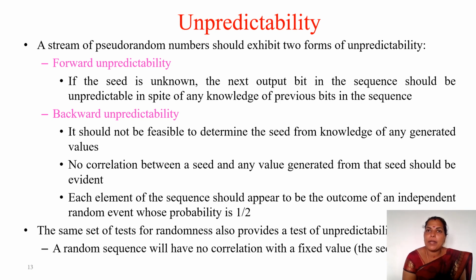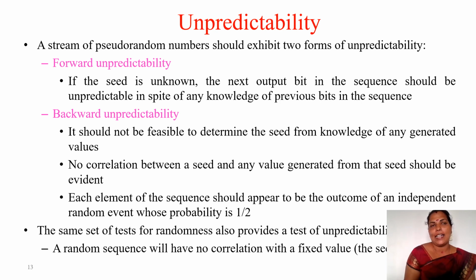Forward unpredictability means from the seed to the next stream of bits, whether we can predict or not, whether it is unpredictable or not. Likewise, we have to check. That is the forward unpredictability. Backward means from a stream of bits to the seed, whether it is unpredictable or not. Backward process. Generally, how we are producing from the seed, it has to be from the entropy source.